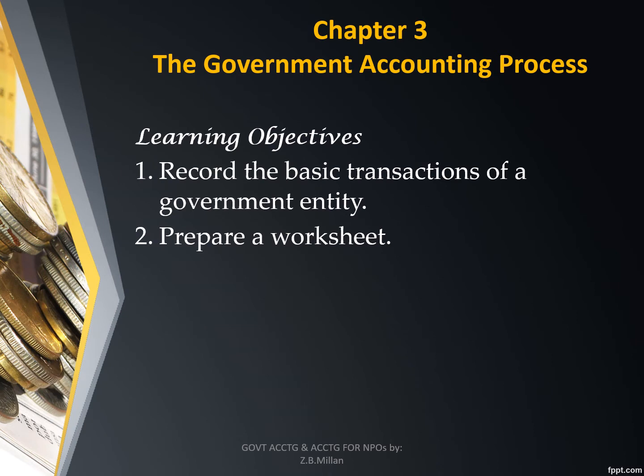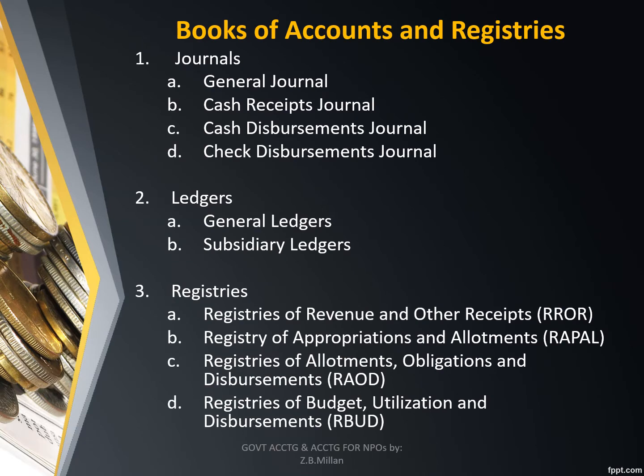So at the end of this discussion, you are all expected to know how to record basic transactions of a government entity and prepare a worksheet. So let us first identify the different books of accounts and registries maintained by government entities. So for the journals, or yung tinatawag na Book of Original Entries, so government entities maintain the following types of journal. First, General Journal, which is used for recording transactions which do not fit in the other journals.